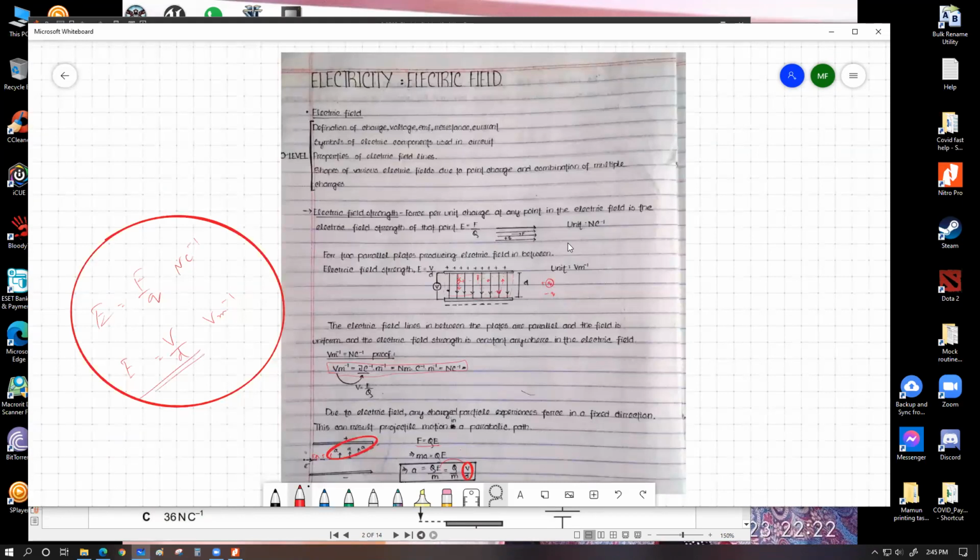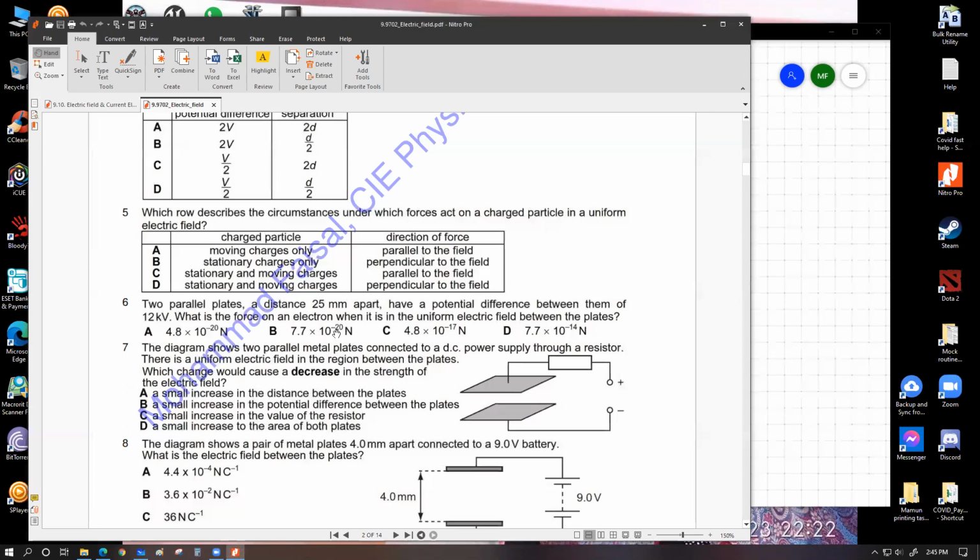If we want to decrease the electric field, we either reduce the voltage or increase the distance. So either of them can work, or both of them simultaneously. A small increase in the distance between the plates will definitely decrease the strength of the electric field. Okay, A is supposed to be the correct answer, but let's have a look at the other options. A small increase in the potential difference between the plates: if you increase V, then electric field strength will increase. A small increase in the value of the resistor.